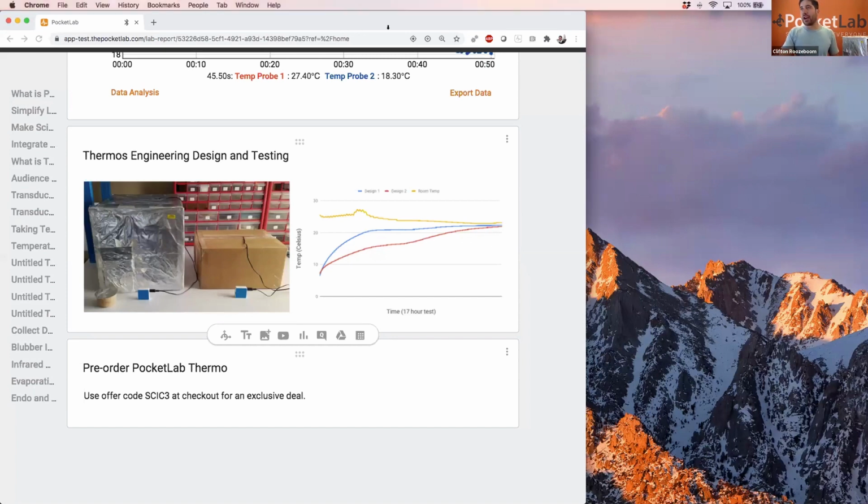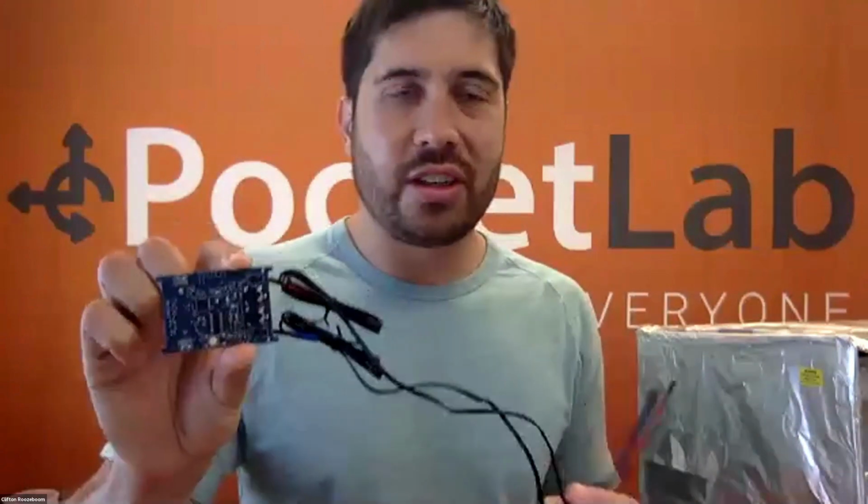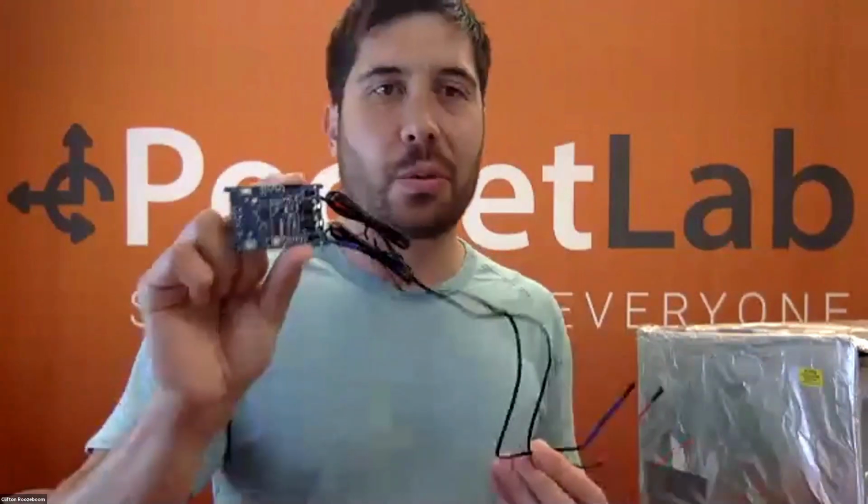So there are so many things that you can do with a temperature probe. And there are even more things you can do if you have 2 temperature probes. So PocketLab Thermo, we just launched it. It's available on our website for pre-order.